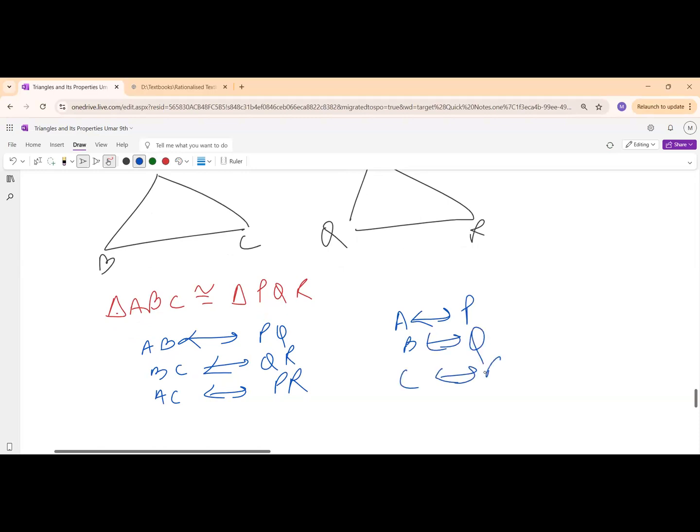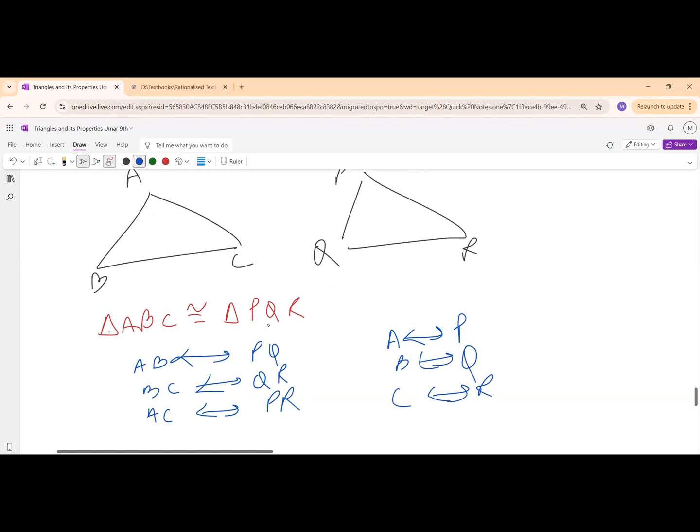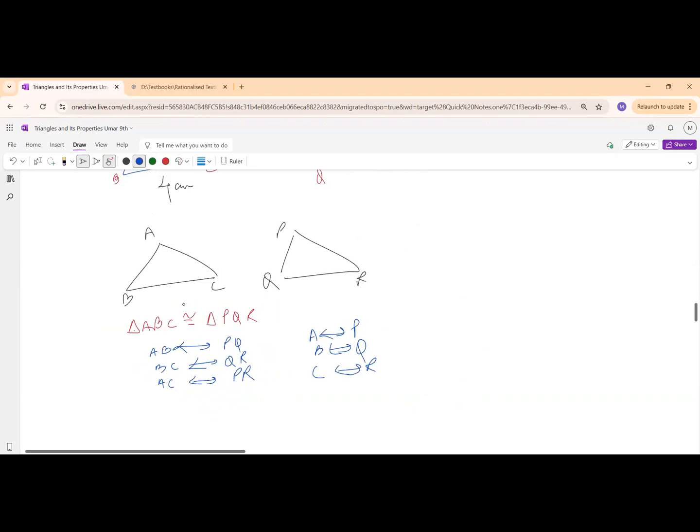But see, the reason is, according to this only we make the triangle. ABC is triangle congruent to triangle PQR. This means that I can only keep like, just put up something.